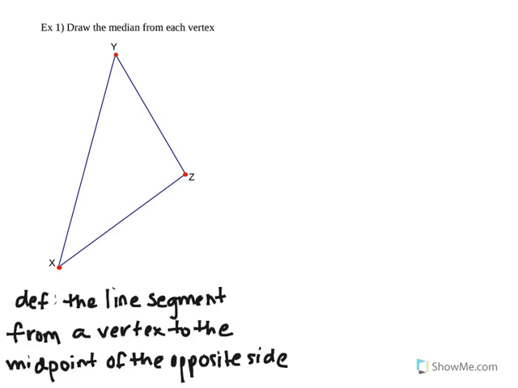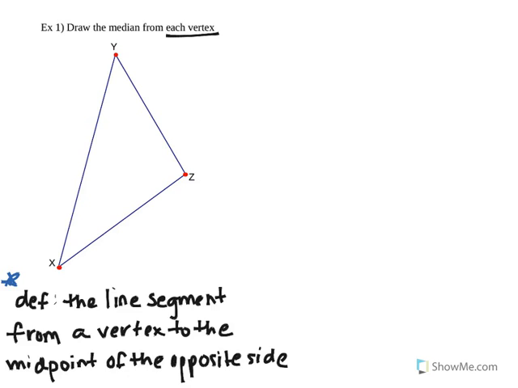So in example 1, you can see the directions tell us to draw the median from each vertex. So by the end of this example, we will have 3 medians drawn in the picture. And as you can see at the bottom, I've given you a reminder that the definition was the line segment from a vertex to the midpoint of the opposite side.